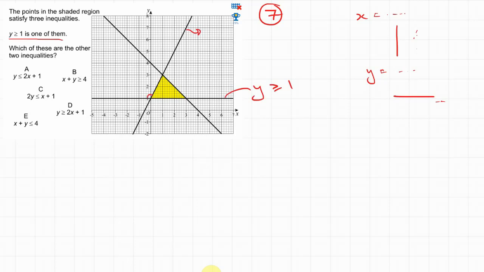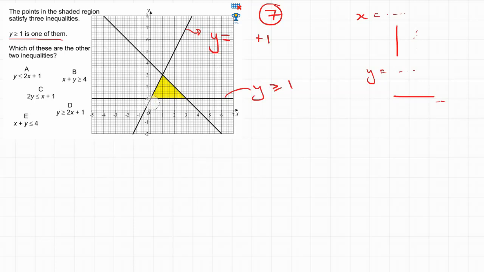It goes through plus 1 here. So it's going to be the line y equals something x plus 1, because that plus 1 tells us our intercept, and it intercepts at 1. It's going to be a positive gradient. So let's find what the gradient is.